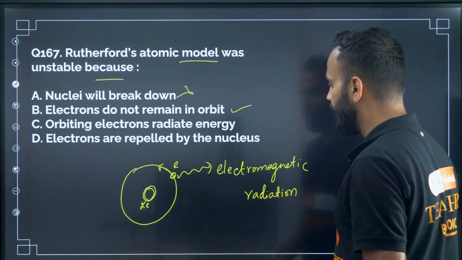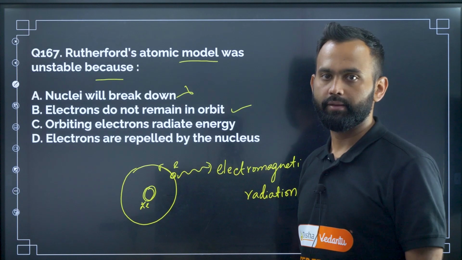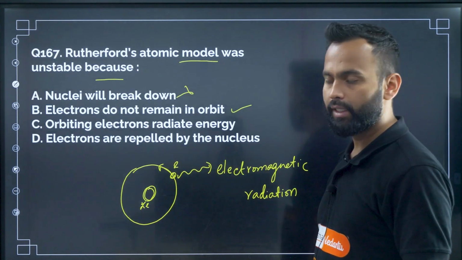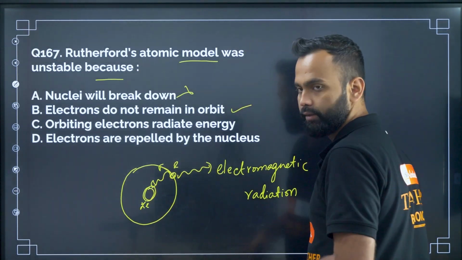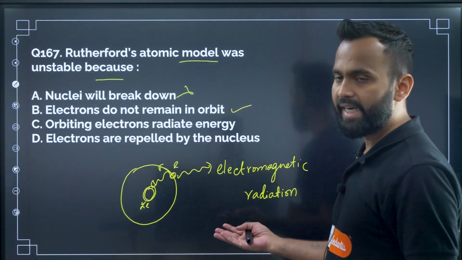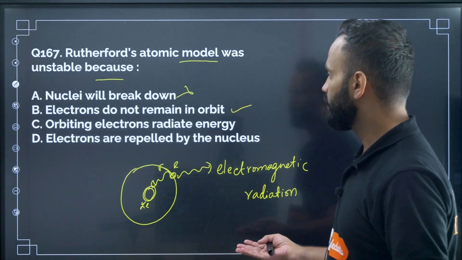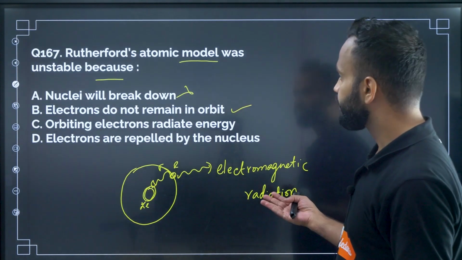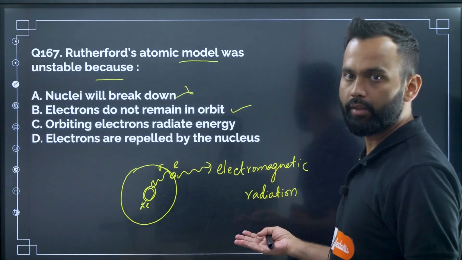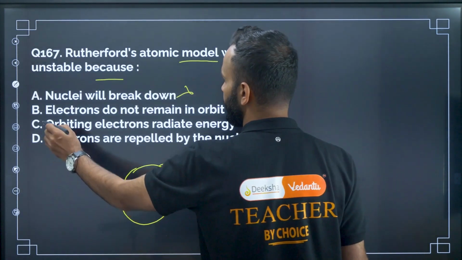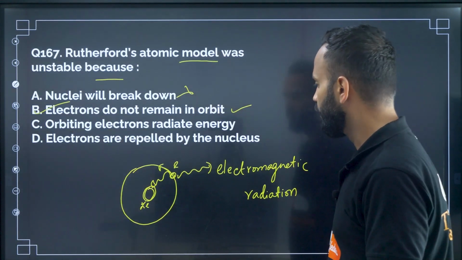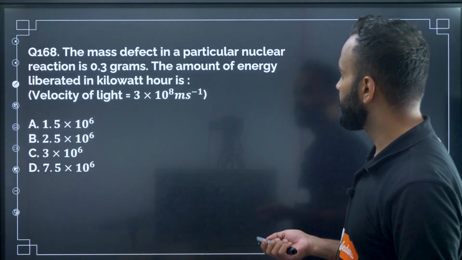That is, the electron loses its energy. Eventually, it will fall into the nucleus. So that makes the atom unstable. So option B is the correct answer. Next question, question number 168.